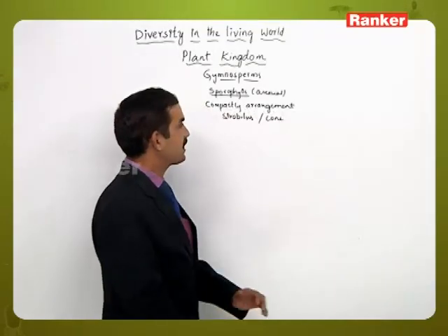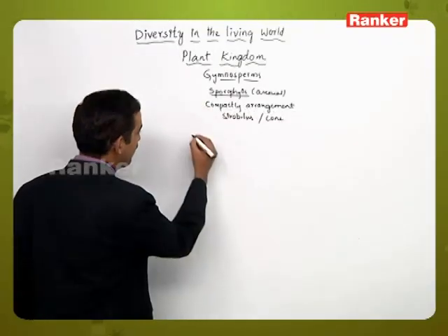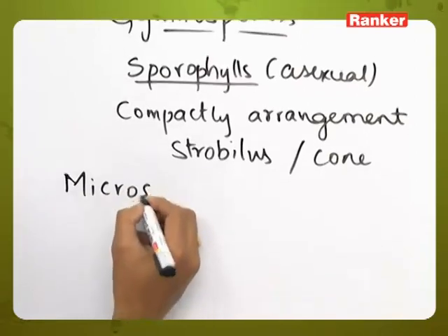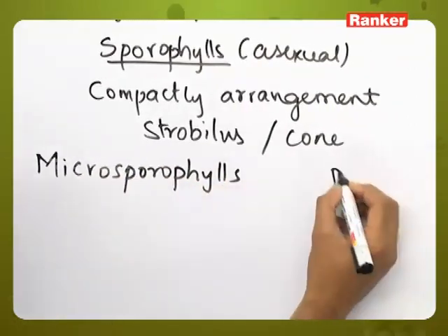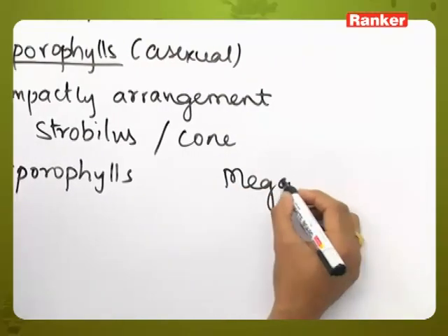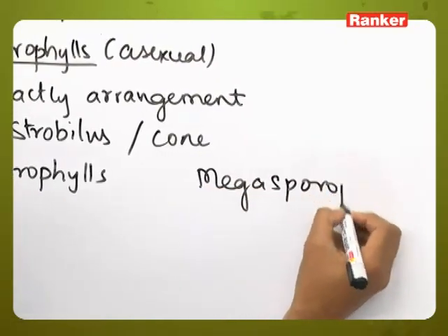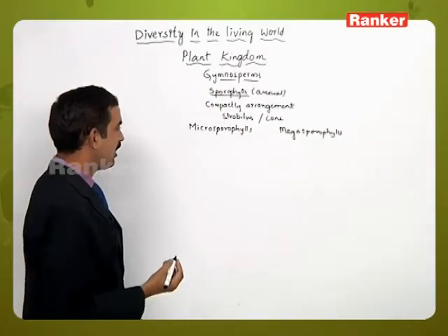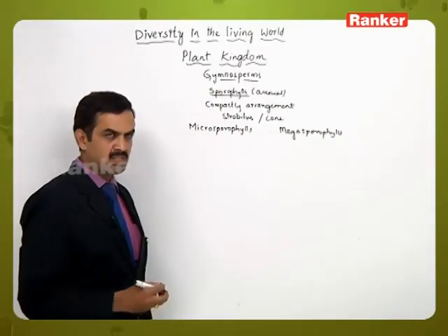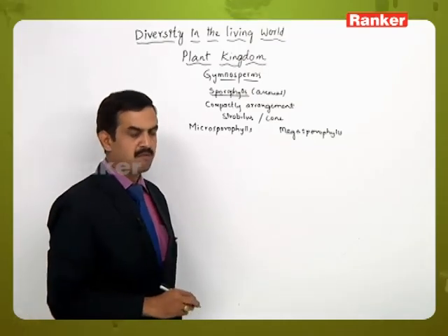Here two types of sporophylls are there. One is microsporophylls and the other is megasporophylls or macrosporophylls. The microsporophylls are the male structures, whereas the megasporophylls are the female structures.